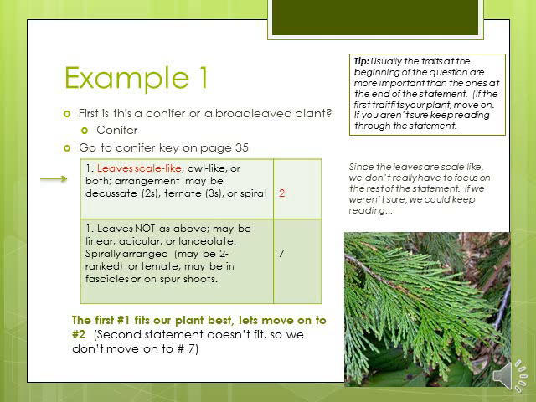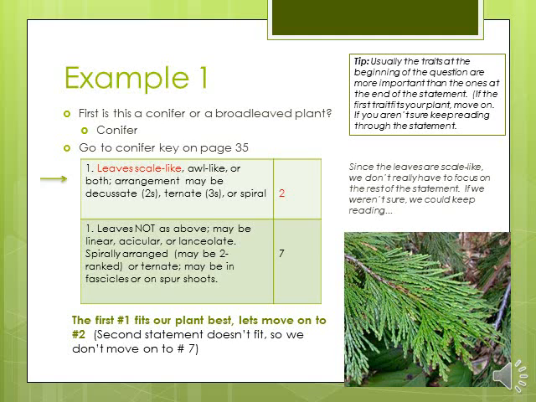The conifer key starts on page 35, so if you were working through this plant, you go ahead and go to page 35. And choice number 1 is, are the leaves scale-like, awl-like, or both? And the other choice is that the leaves are not as above. They may be linear, acicular, or lanceolate. The tip on the upper right-hand corner states that usually the traits at the beginning of the question are the most important ones.